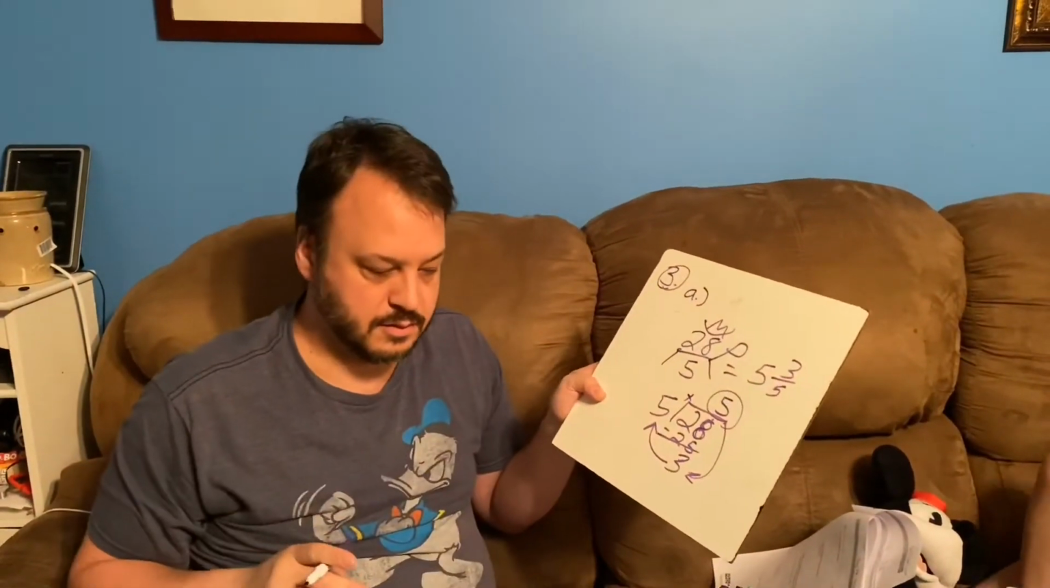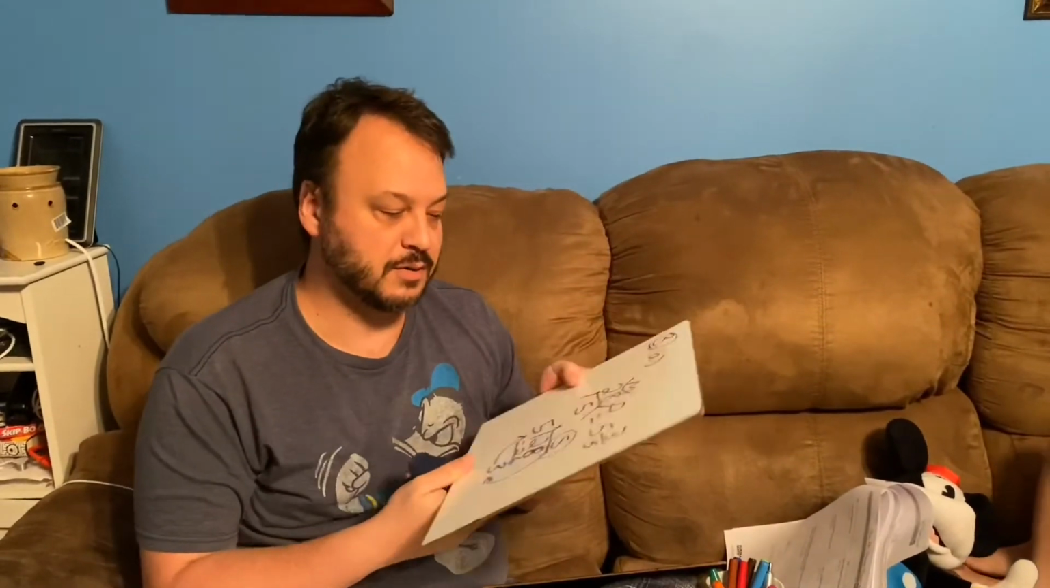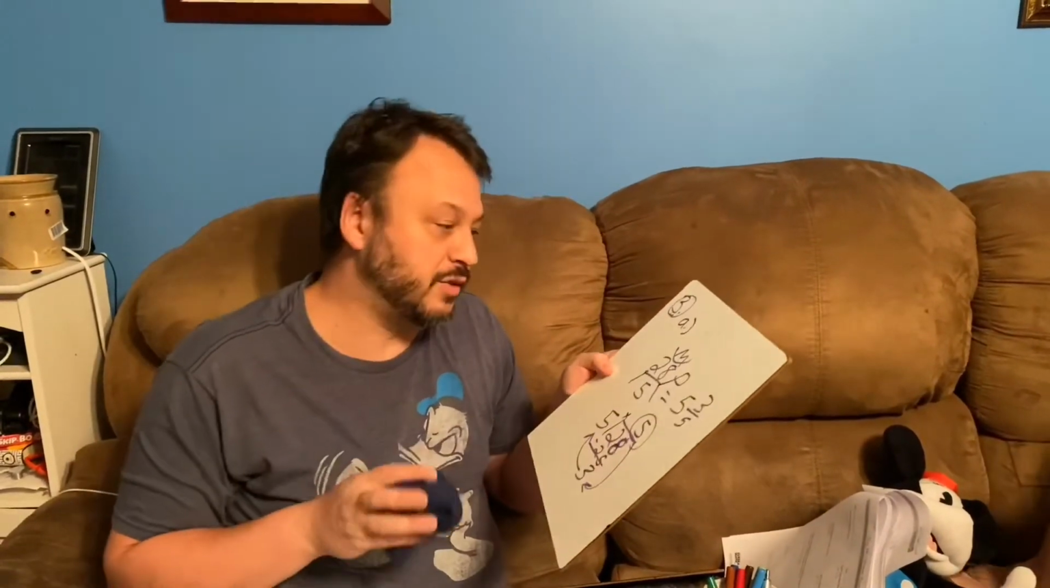That's all you have to do. You multiply your whole number. It's going to be over 1. In all these problems, your whole number is just going to be over 1. You multiply your whole number times your numerator. Your denominator stays the same thing.